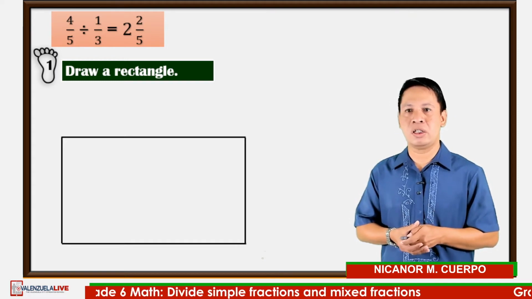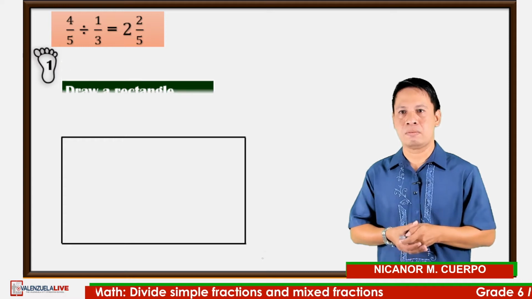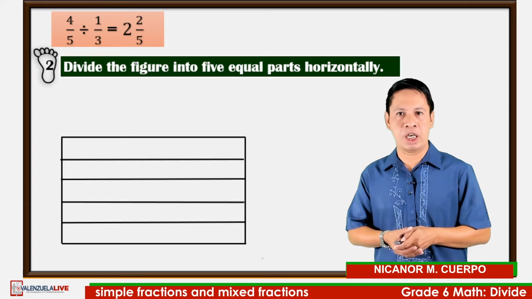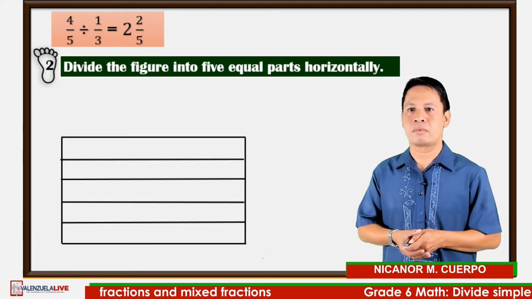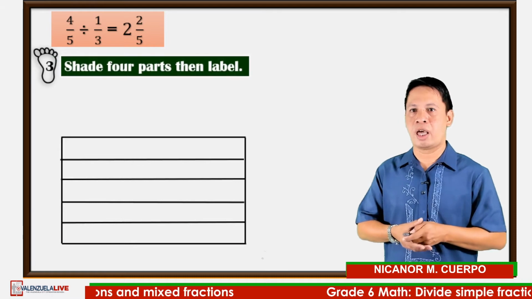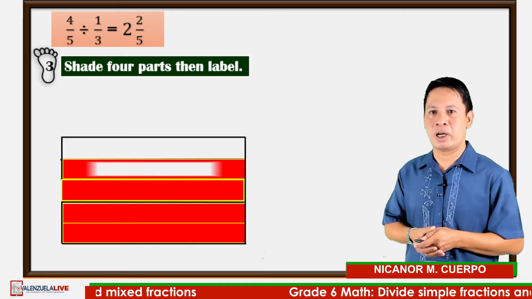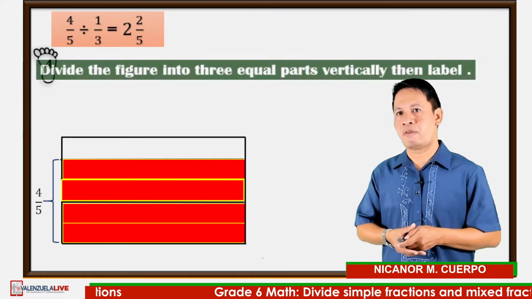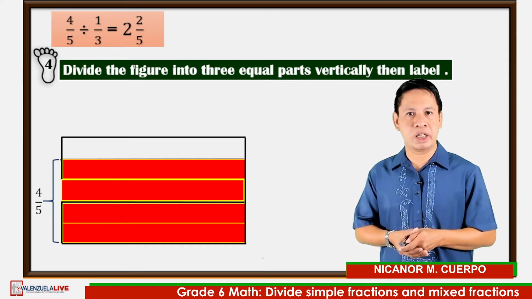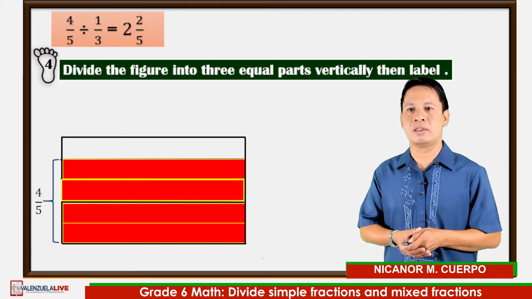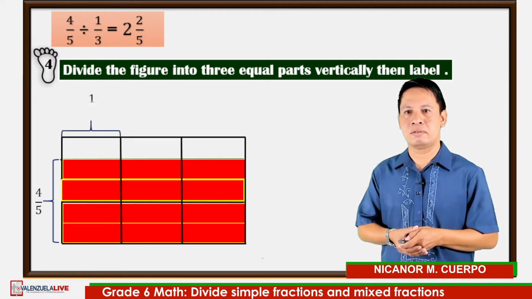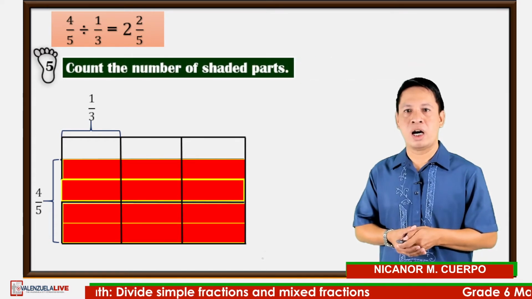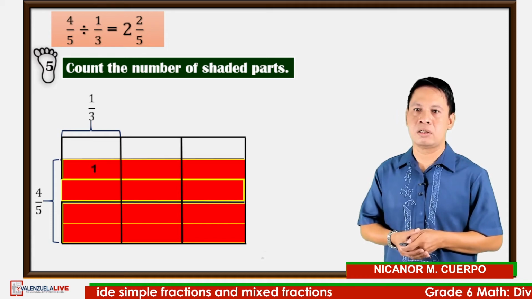Step 1 is to draw a rectangle. Step 2, divide the figure into 5 equal parts horizontally. Step 3, shade 4 parts, then label 4/5. Step 4, divide the figure into 3 equal parts vertically, then label. Step 5, count the number of shaded parts.